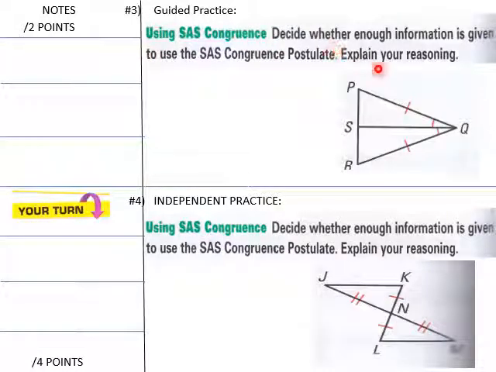Okay, SAS. Can we use it? Explain your reasoning. Can we use it down here too, students? Teachers, give your students about 4 minutes.